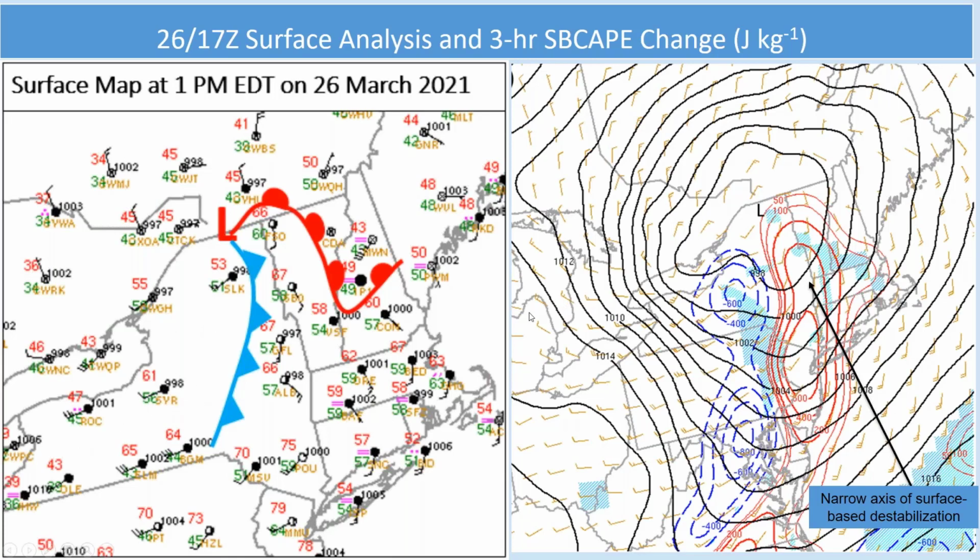And on the right image, we see the 3-hour change in surface-based CAPE. So you can see that destabilization that was occurring from the lower Hudson Valley northward through the capital region of New York and into western Vermont, where you had a rapid increase in CAPE, several hundred joules per kilogram, but it was sufficient to get some severe weather. And then, of course, a decrease in CAPE going on behind the cold front as well.